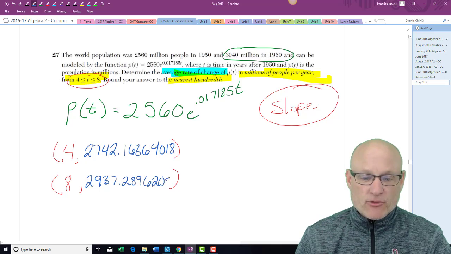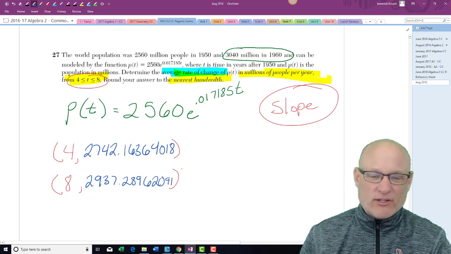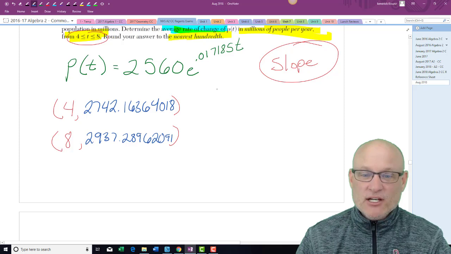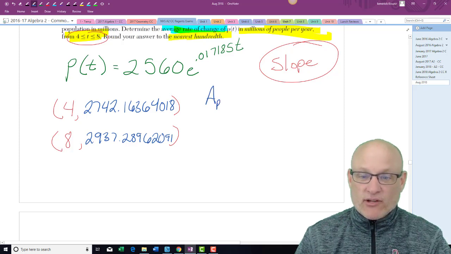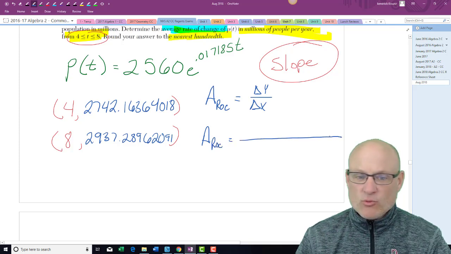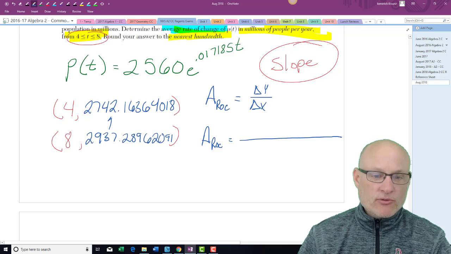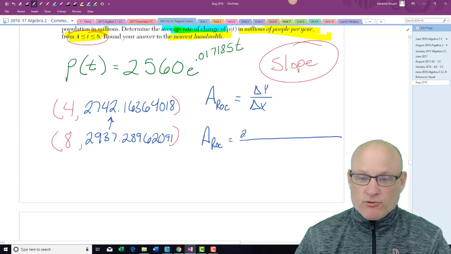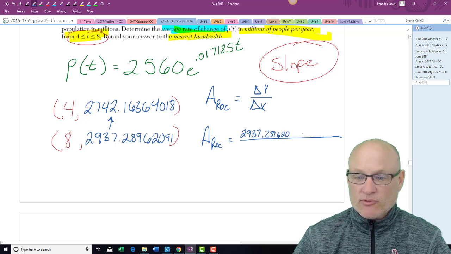Now I'm going to show you how you get partial credit. I don't know if we've gotten any points right now. This is 2 points. I don't think we have. But I like to call the average rate of change AROC. AROC is going to be equal to the change in Y's over the change in X's. And I believe if you just write this, AROC, change in Y's, I'm going to take big minus small, so I'm going to subtract this way. 2937.289620. That's enough decimals.